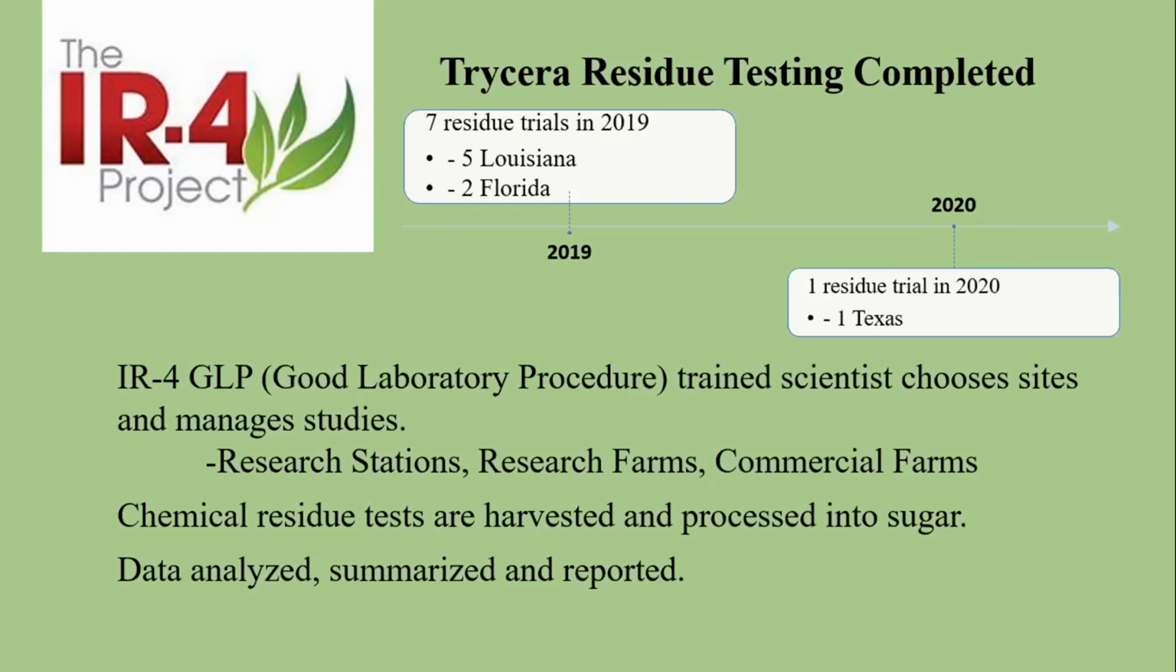Now, IR4 has trained scientists that manage these studies. And these studies are put out at different research stations, research farms, commercial farms, and the cane is grown. And after the cane is harvested, the chemical residue tests are processed into sugar, and then the data is analyzed and sent to EPA for submission of the label, the full label on that product.